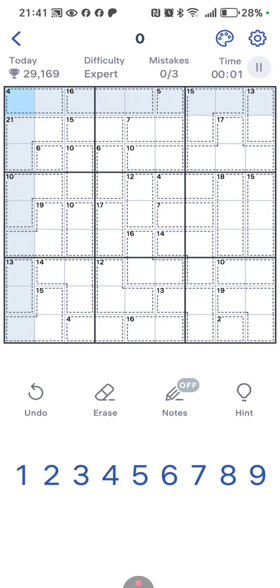We should be able to nail this one. Okay, so easy ones. 5, 2, 6, 1 and 3. No, not 4. 3, 1 and 3. Oh, this is 1 and 3 as well.